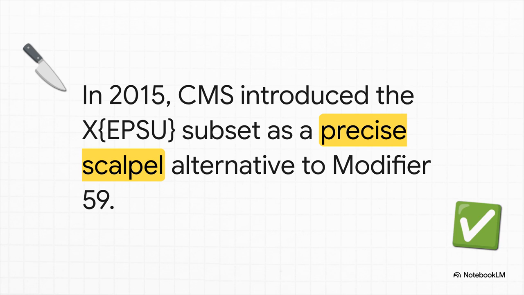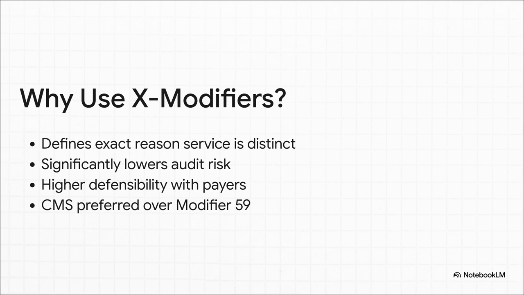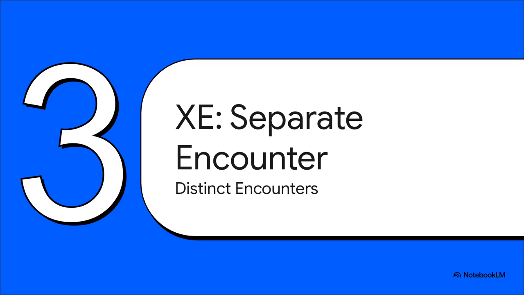They force you to explain exactly why a service is distinct. Why should you care? Because precision equals cleaner claims. These modifiers define the exact reason for distinction, which significantly lowers your audit risk. They offer way higher defensibility with payers, and CMS actively prefers them over 59. All right, let's dive into our first one.